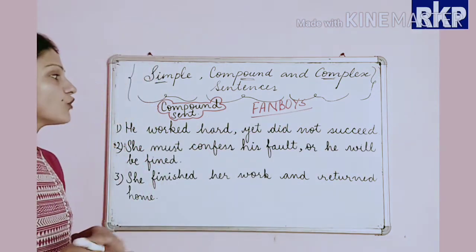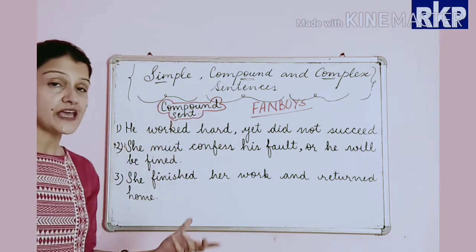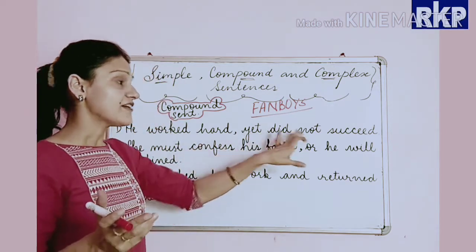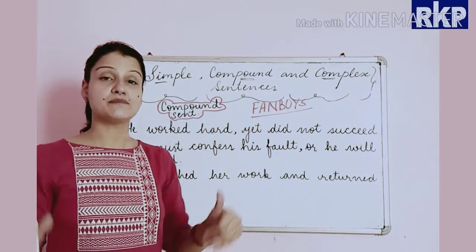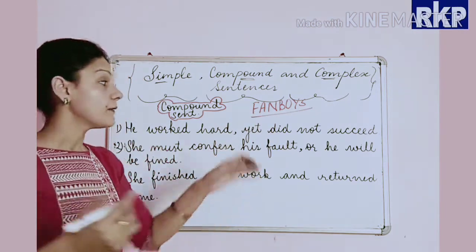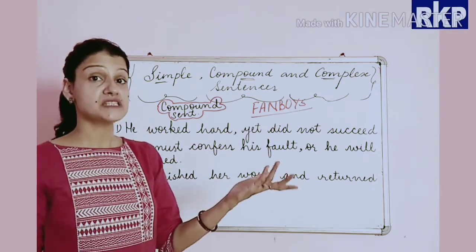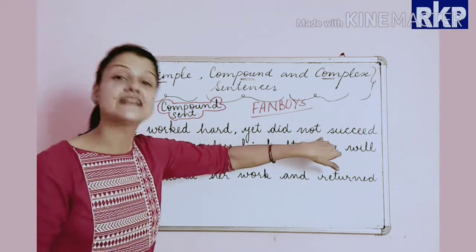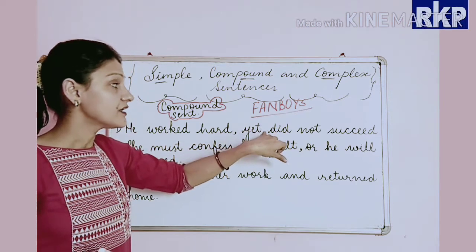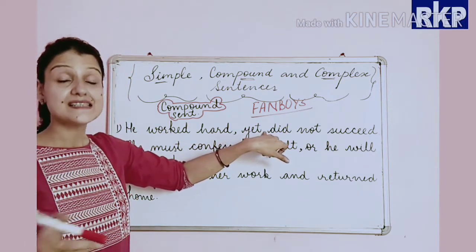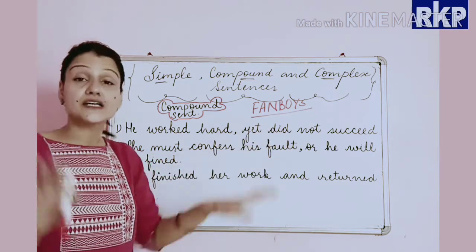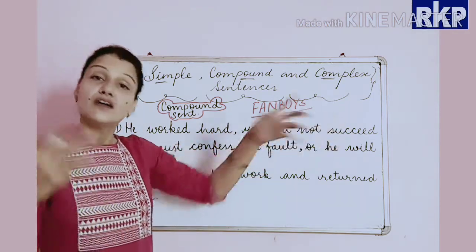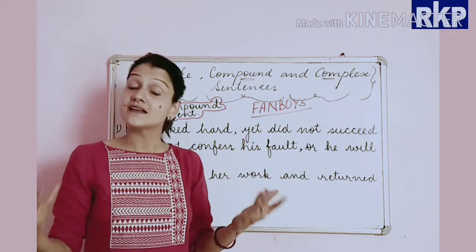Now beta, first thing I want to tell you here is that you may think that ma'am told us one day all the clauses have their own subject and their own verb, but here we don't see any subject, right? But beta, see, he worked hard and he did not succeed, okay? So here, though it is not written, it is understood. This is an understood subject, that the same person who worked hard, the same person lost it, okay? That means he did not get success, right?